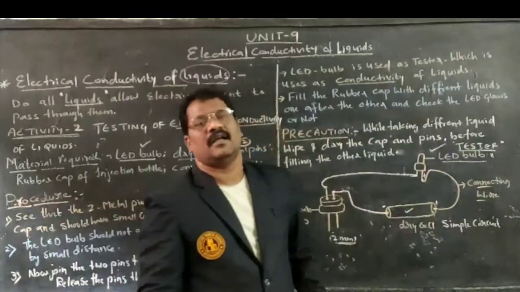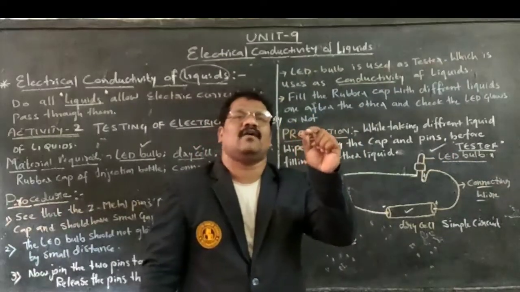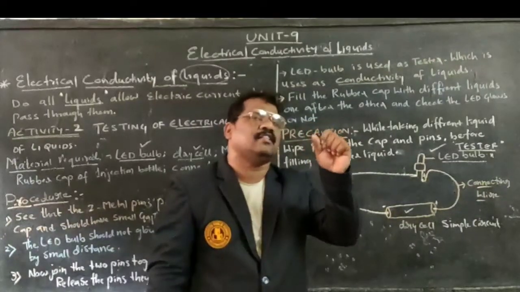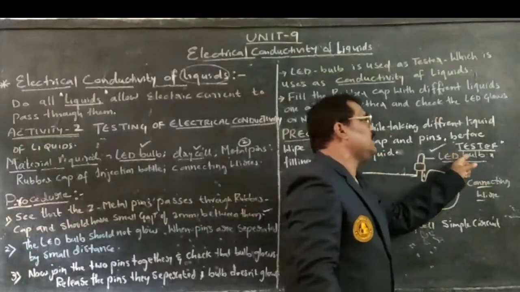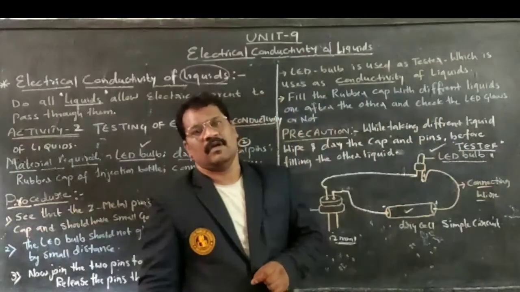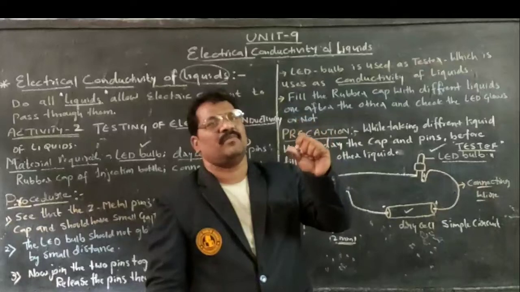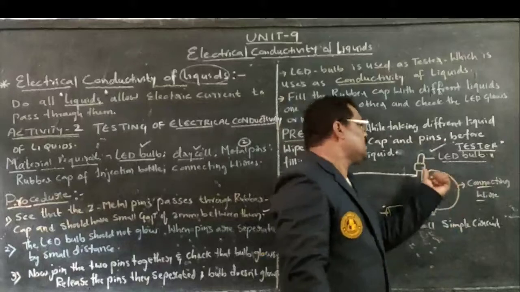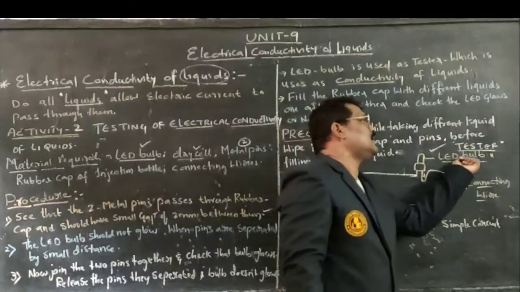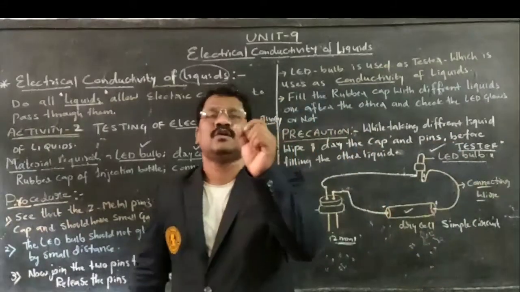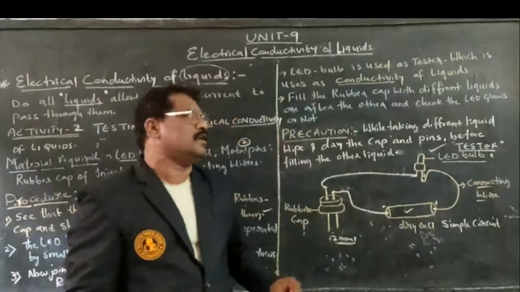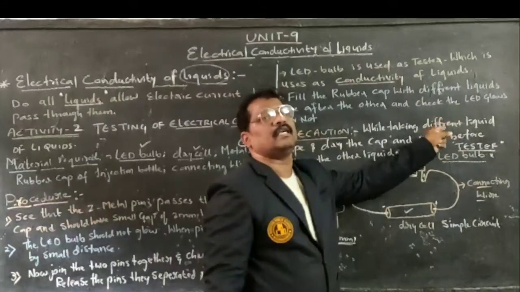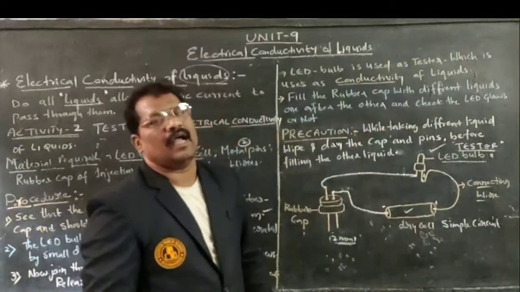What is that feature? Even a low intensity of current passing through a circuit can be easily identified by the LED bulb. If more current is passing, then the bulb glows much brighter. If a little amount of current is passing through the circuit, the bulb glows to some extent. By that we can identify whether the liquid you have taken is a good conductor or a bad conductor.